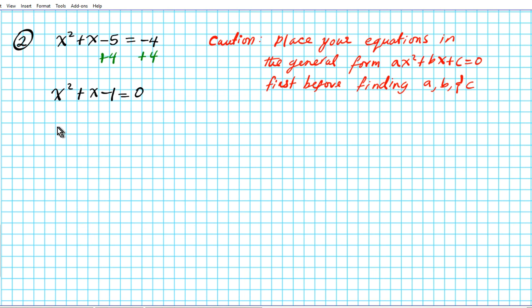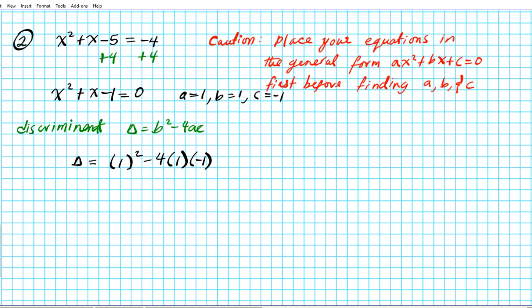Now let's rewrite our formula for the discriminant. The discriminant, delta, is given by b squared minus 4ac. So the discriminant, well, let's figure out what a, b, and c are first. Okay, so in this equation, we can see that a is 1, b is 1, and c is negative 1. So if we plug it into the discriminant formula, we're going to have 1 squared minus 4 times 1 times negative 1.